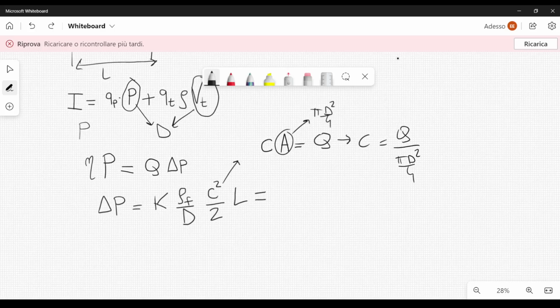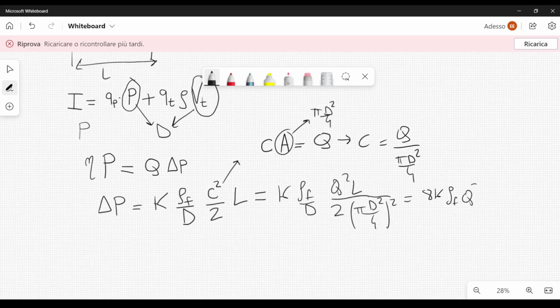And we are going to assume that Q is a constant. So the volumetric flow rate is a constant, which means that the velocity will depend on the diameter of the pipe. So we can rewrite this expression as K rho f Q squared L divided by 2 times pi d squared over 4 squared, and therefore we can write this as 8 K rho f Q squared L divided by pi squared d to the 5th power.